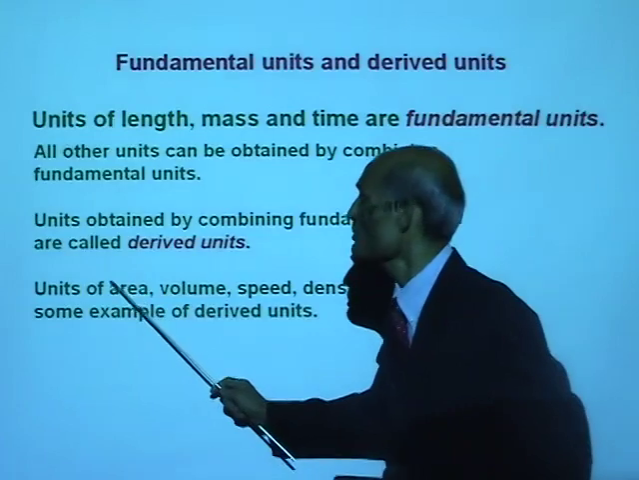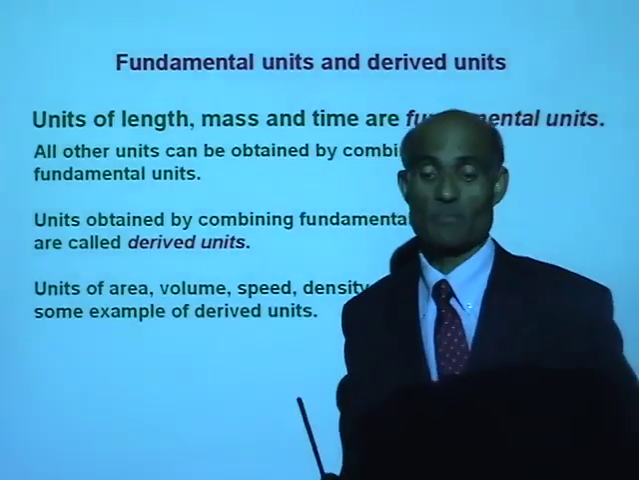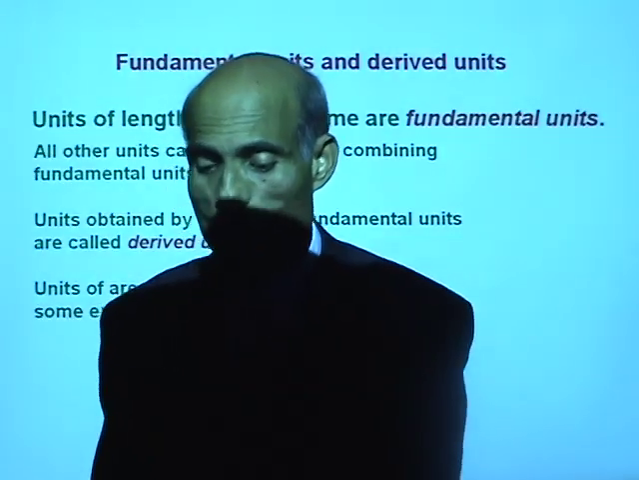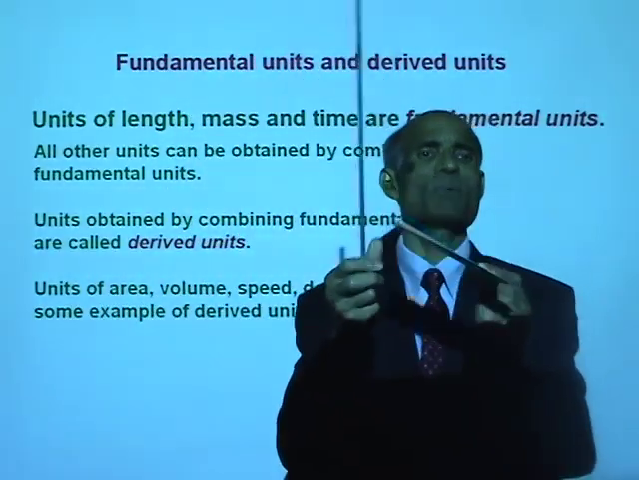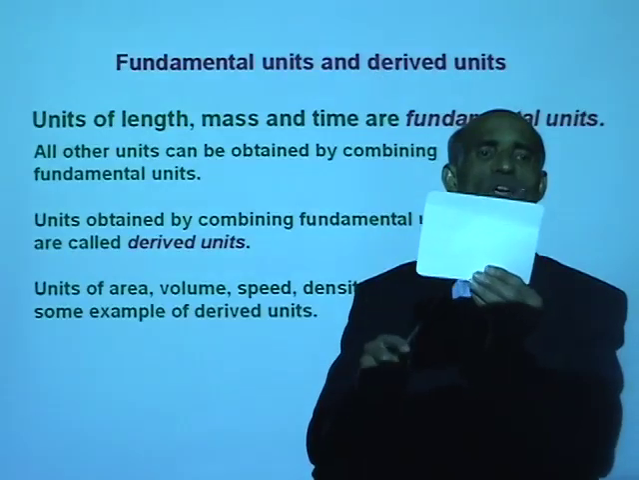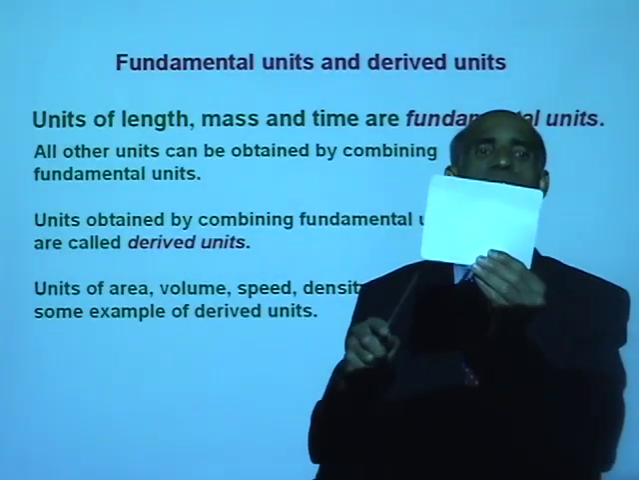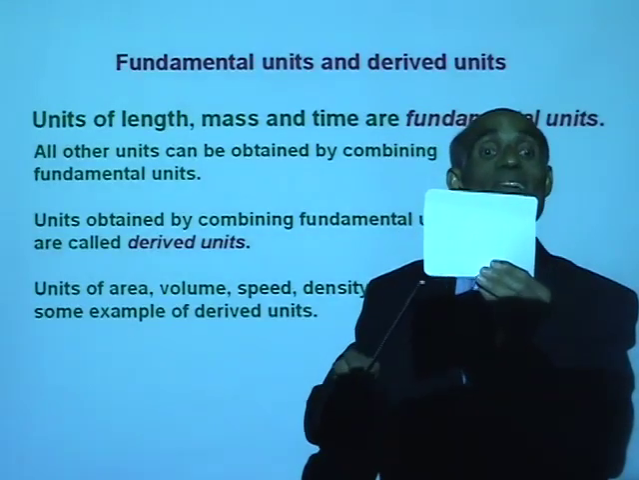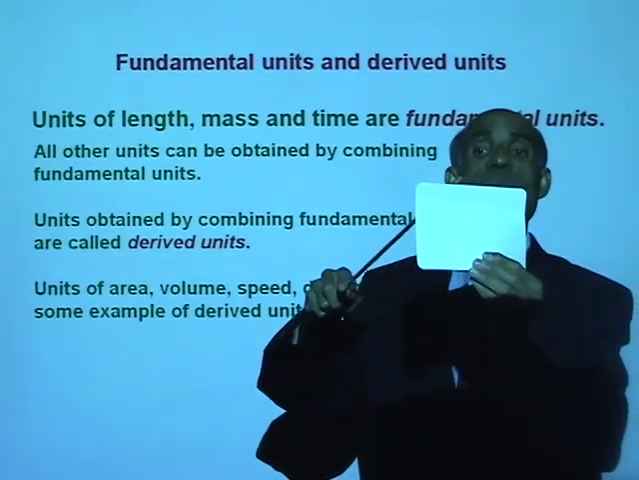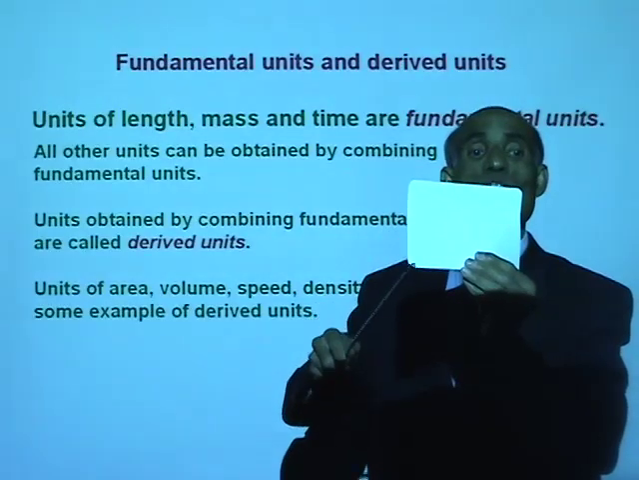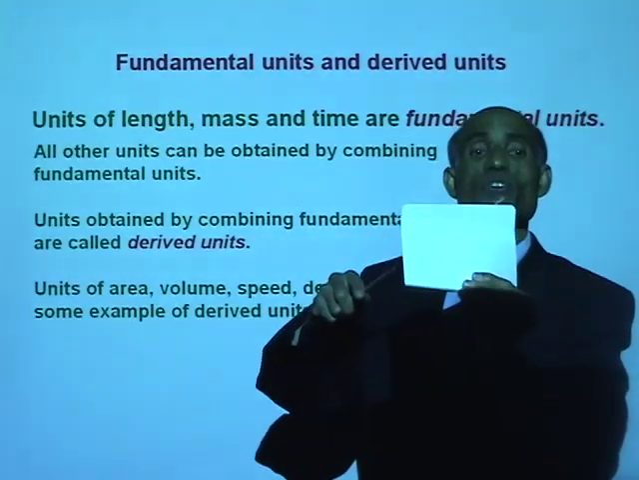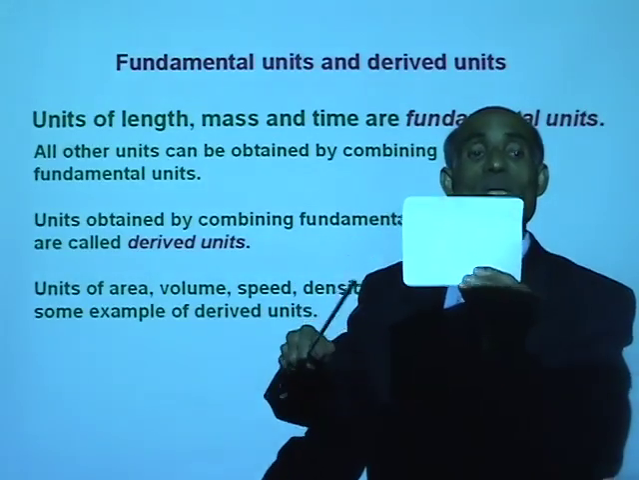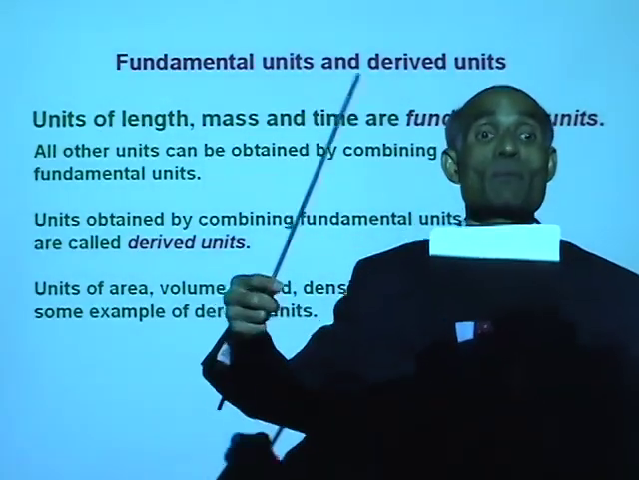For example, the unit of area. If you want to measure the area of a piece of paper, look at this piece of paper. How do you measure the area? You got to measure the length, you got to measure the width. Remember, width also is a length. You measure the length in meters, the width also in meters. So the unit of area is meter multiplied by meter. It is a square meter.